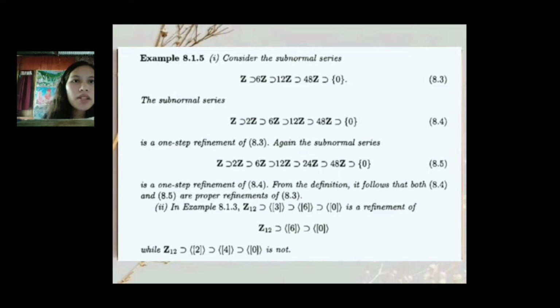Again, the subnormal series Z ⊋ 2Z ⊋ 6Z ⊋ 12Z ⊋ 24Z ⊋ 48Z ⊋ {0} is a one-step refinement of 8.4. From the definition, it follows that both 8.4 and 8.5 are proper refinements of 8.3.